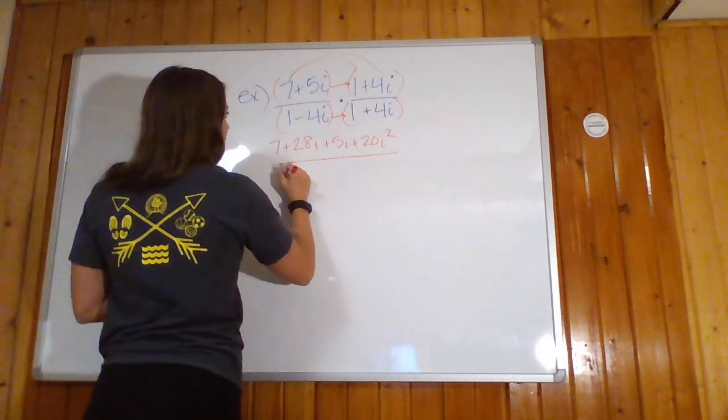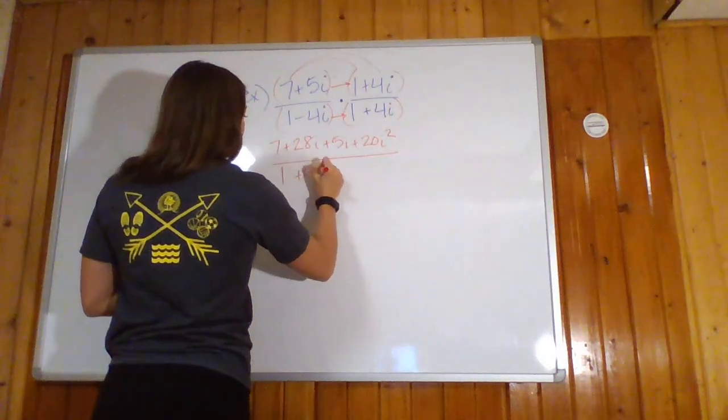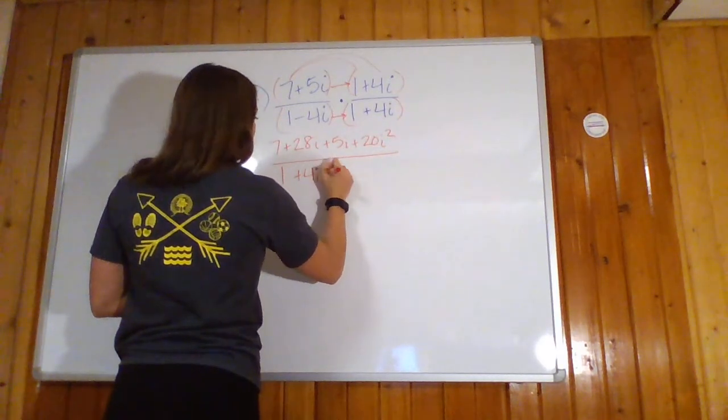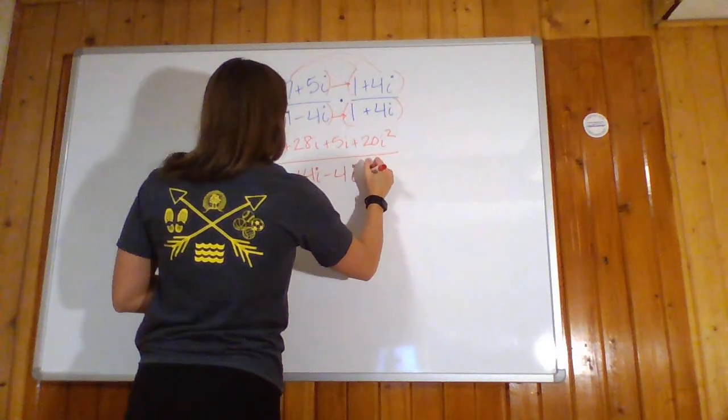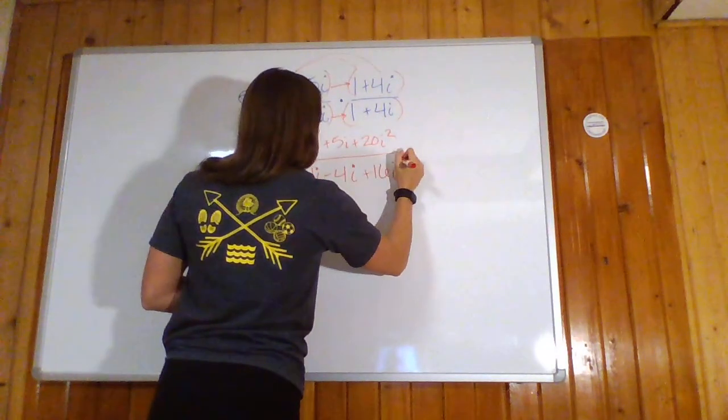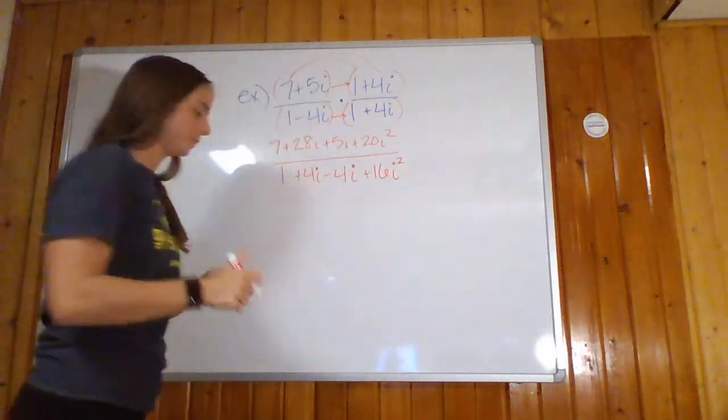1 times 1 is 1. 1 times 4i is 4i. Then we have negative 4i. And then we have 16i squared.